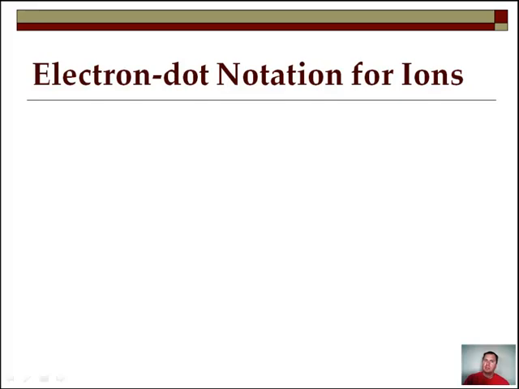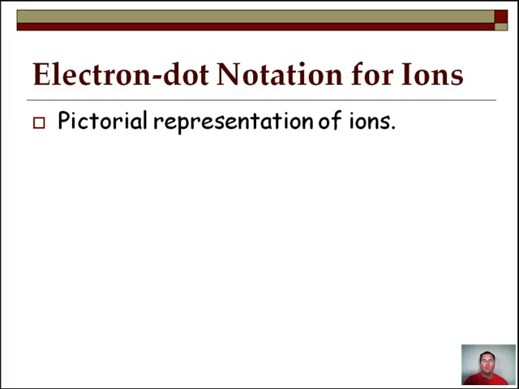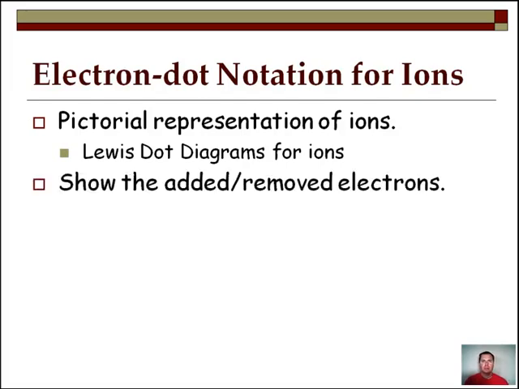Okay, so we did electron diagram notation, Lewis dot diagrams for the element. Now let's look at it for the ion. So it's simply a pictorial representation of ions. Okay, it's the Lewis dot diagrams for ions. You're going to show differences. You show either the added or removed electrons. We do it the same way. And you also show the charge of an ion.